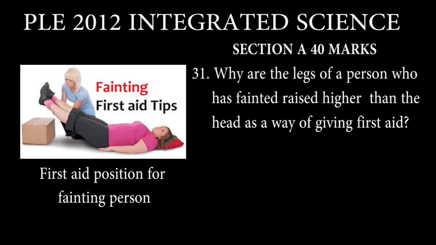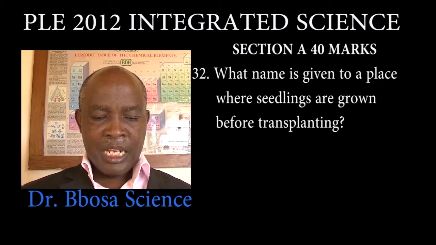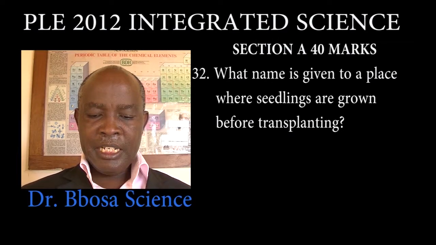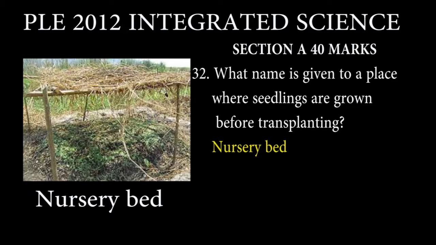Number 31. Why are the legs of a person who has fainted raised higher than the head as a way of giving first aid? To allow more blood carrying oxygen to reach the brain. Number 32. What name is given to a place where a seedling is grown before transplanting? That is a nursery bed.